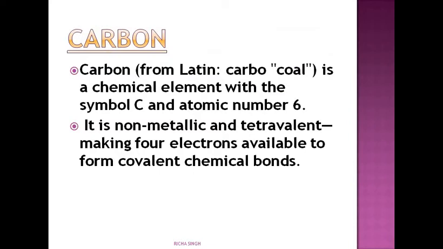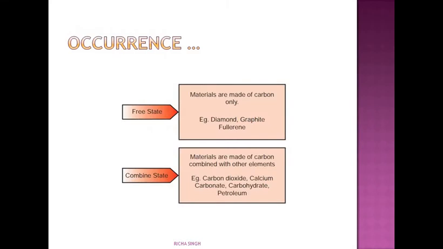Carbon is taken from the Latin word carbo, meaning coal, and you all know the symbol of carbon is C and the atomic number is 6. It is tetravalent. This we will continue in the later part of this slide. So first let's see how it occurs. It occurs in materials in the free state, that is diamond, graphite and fullerene.